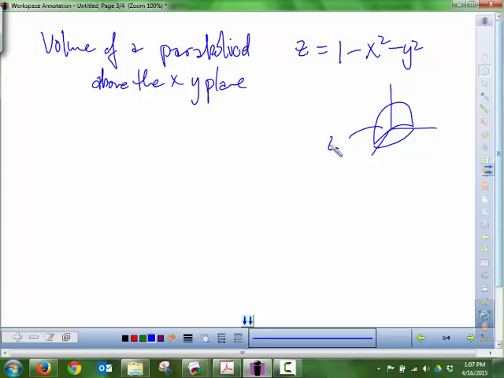Remember that if you call this region the solid E, then the volume of E is going to equal the triple integral of that volume, and the integrand is 1.